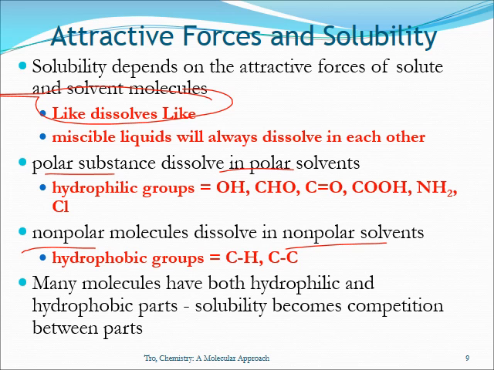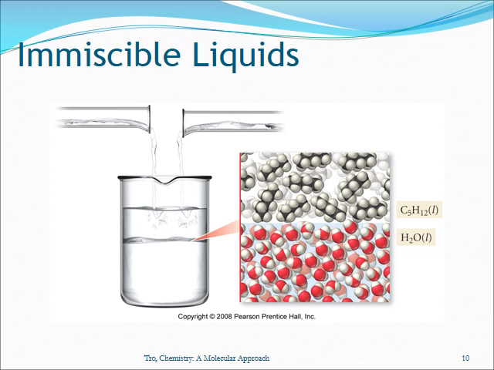All that means is many molecules have both hydrophilic and hydrophobic parts, and solubility becomes a competition. If you look at this, this is called an immiscible liquid, and what this means is, if you would pour these two things together, water and this hydrocarbon, pentane, then the pentane would actually float on the top, just like salad dressing. Sometimes you see oil and vinegar, they don't mix, and that's what this means. A liquid that doesn't mix is called immiscible.